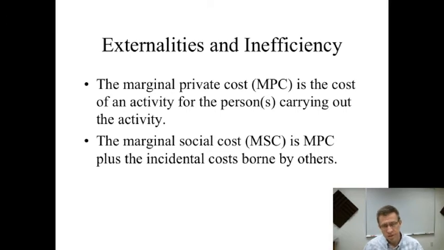The social cost covers all the costs the firm incurs plus any extra costs that are borne by others. So any incidental costs that other members of society who aren't party to the transaction also incur.